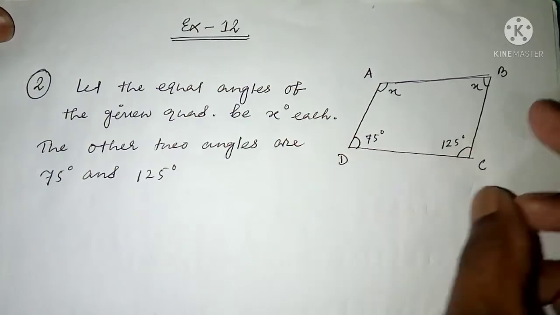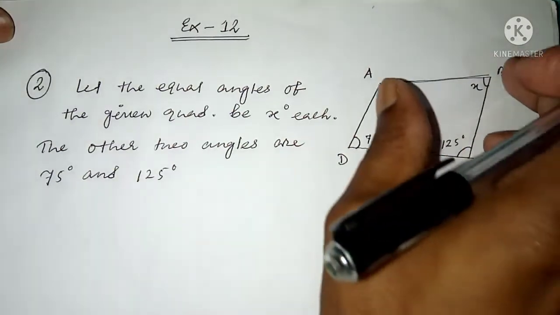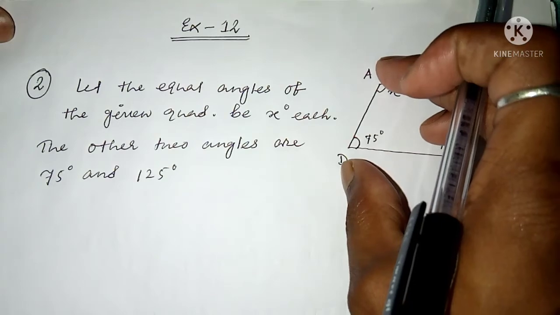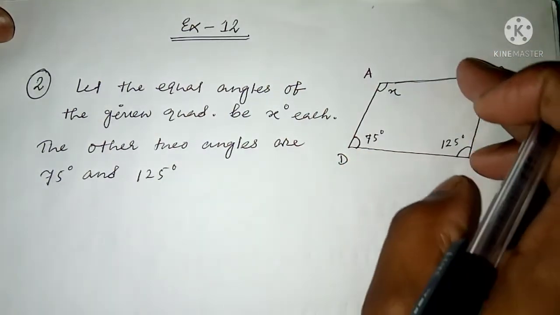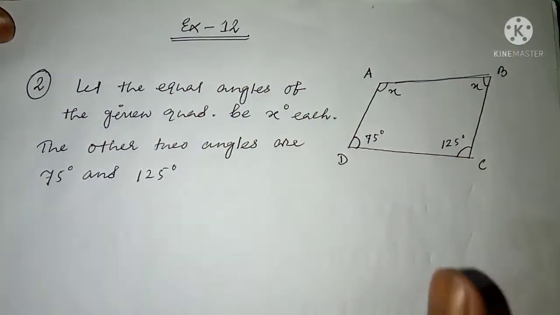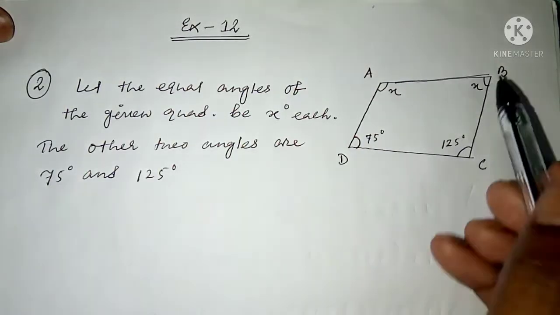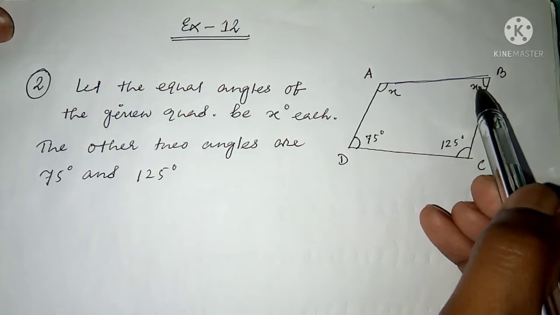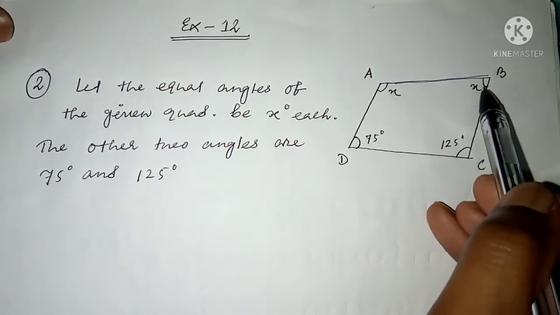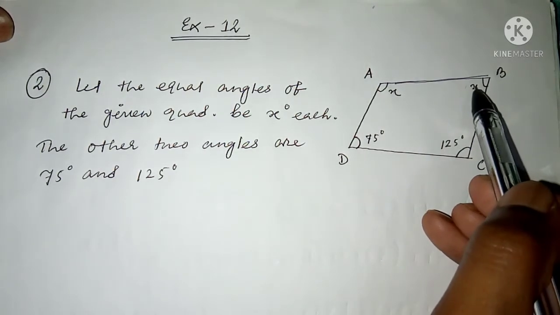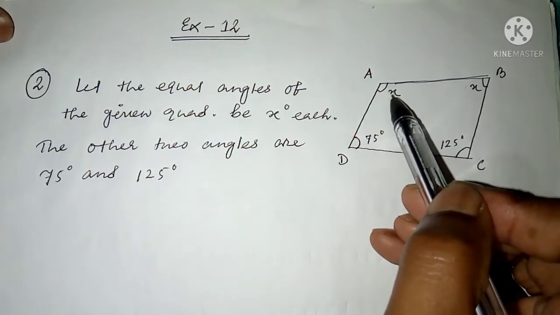D and C are adjacent, C and B are also adjacent, B to A is also adjacent, and A to D is also adjacent. So out of these four adjacent pairs, you can consider any one, but it must be in the order of adjacent. In the question also we are given that these two angles are equal, and I have assumed that one angle is x, then the other angle must also be x.